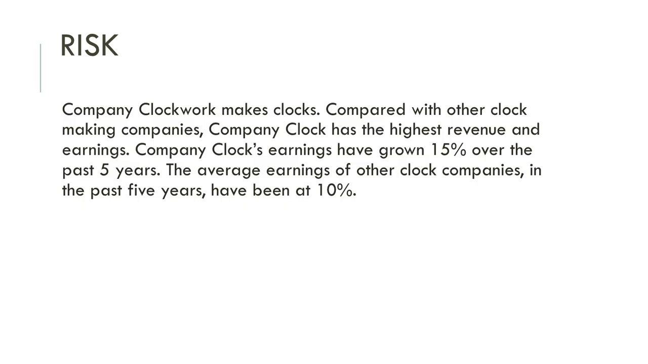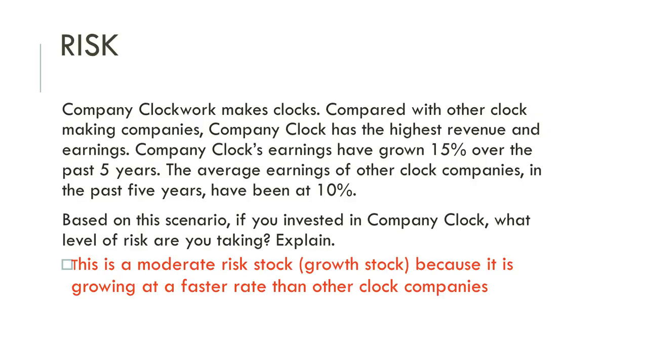Company Clockwork makes clocks. Compared with other clock making companies, Company Clockwork has the highest revenue and earnings. Their earnings have grown 15% over the past 5 years. The average earnings of the clock companies in the past 5 years has been 10%. So hopefully you said moderate. You said a moderate risk because it's a growth stock. So it's got faster price movement than other companies that are similar to it, but is not necessarily high risk.